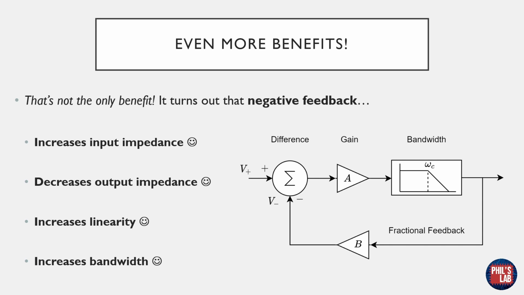The nice thing is, this is not the only benefit of using negative feedback. It can be shown that negative feedback, in the way we've applied it here, where taking an output and providing some sort of fraction back to the inverting input, it increases the input impedance, so Rin of the amplifier is increased. It decreases the output impedance, which means Rout is decreased. It increases the linearity, so reduces distortion. And it increases the bandwidth of our amplifier, so this section over here.